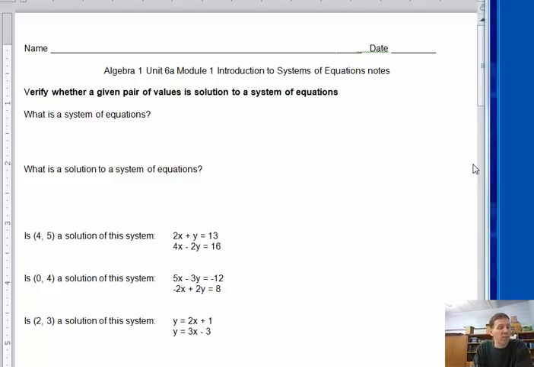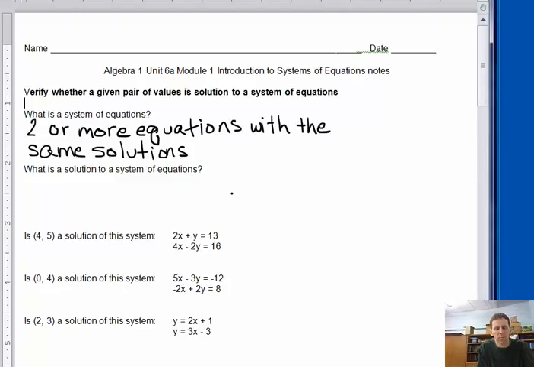Well, similar to a flock of geese, a herd of deer, a murder of crows, an intrusion of cockroaches, a system of equations is just a group of equations. But this is a special group of equations that has the same solutions. So if they have the same solutions, we call it a system of equations.